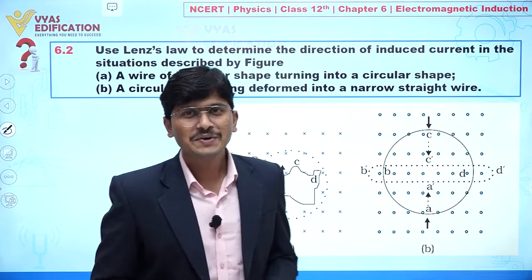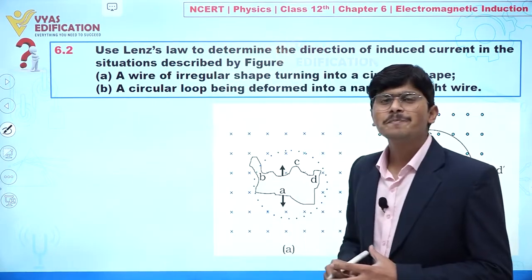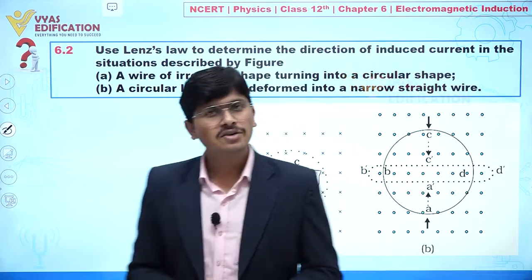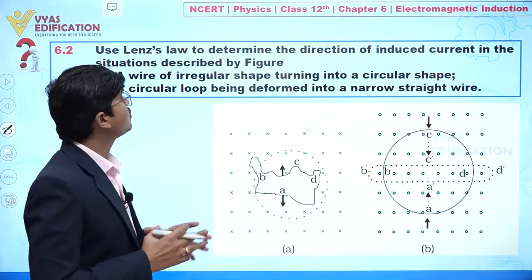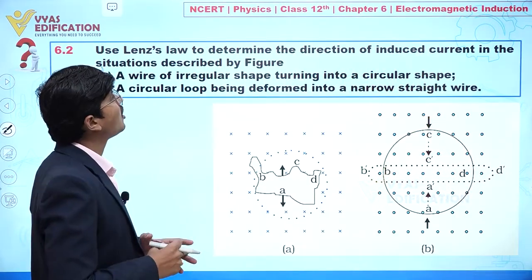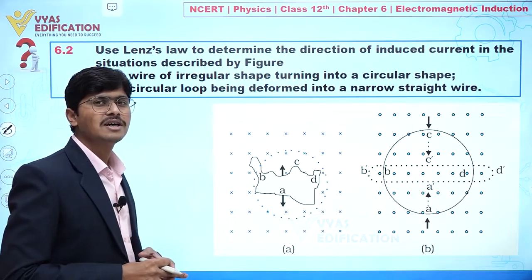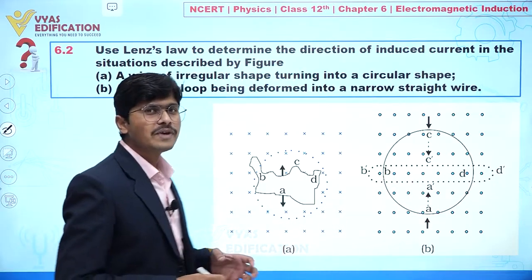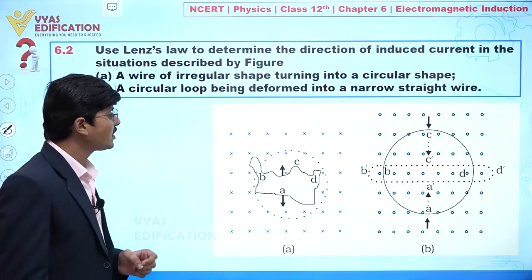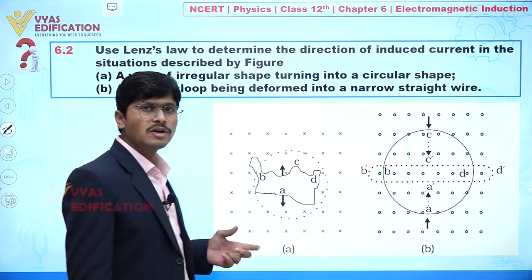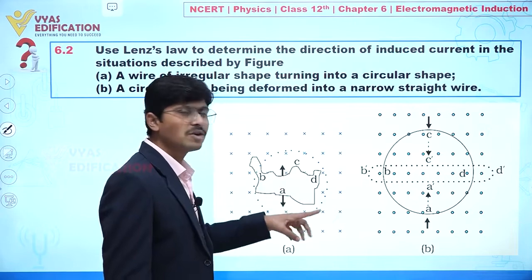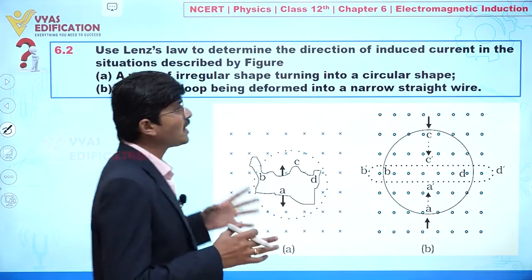Now student, we are going to discuss question number 6.2, and in this question it is given to you, use Lenz's law to determine the direction of induced current in the situation shown in the figure. Clear? Now we can say in part number A it is given to you a wire of irregular shape. We have this irregular shape wire, it is turning into a circular shape.